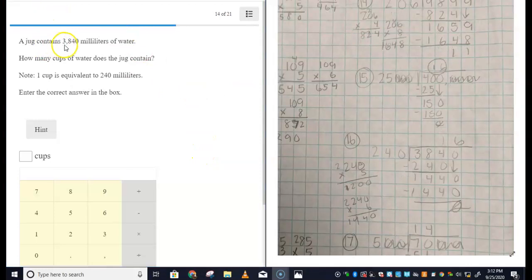Okay, so a jug contains 3,840 milliliters of water. How many cups of water does the jug contain? It says 1 cup is equivalent to 240 milliliters. So if you look right here, I took 3,840 and I divided by 240. You can see all my work I did right there, and I got an answer of 16.